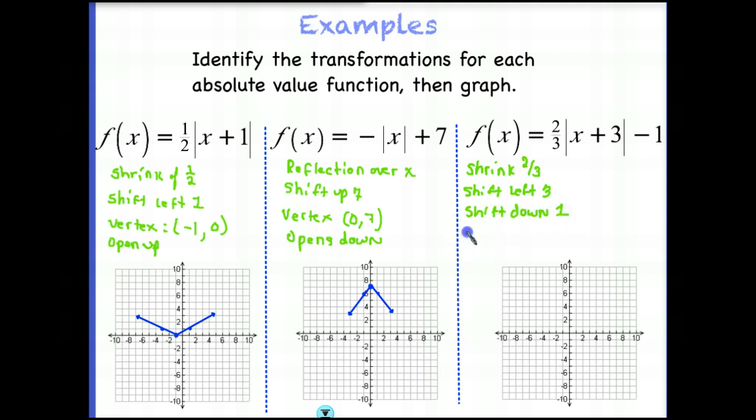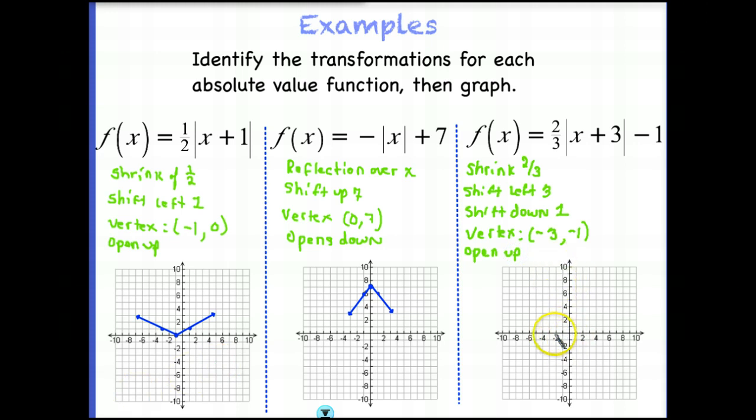And let's identify our vertex. Our vertex is opposite h, k. Opposite of positive 3 is negative 3. Our k is -1. Our slope is positive, so we know this will open up versus down. And now I'm ready to plot my points and draw my lines.